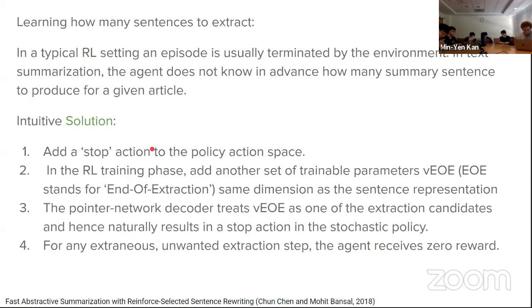So yes, in order to make the extraction stop at some point, the paper adds a stop action to the policy action space. And in the training phase, they add another set of trainable parameters called end of extraction. And the pointer network decoder treats this as one of the extraction candidates. So it naturally results in a stop action in the stochastic policy. And for any extraneous unwanted extraction step, the agent receives 0 reward. So they naturally stop extracting at some point.